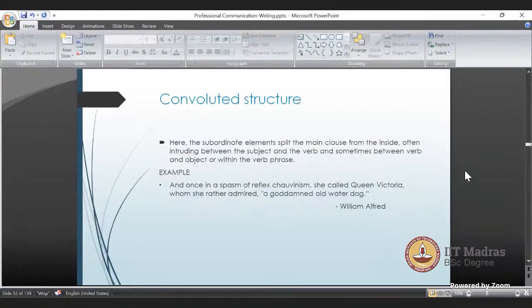Now comes the convoluted structure. Now convoluted structure, what does it do? The subordinate elements, right?